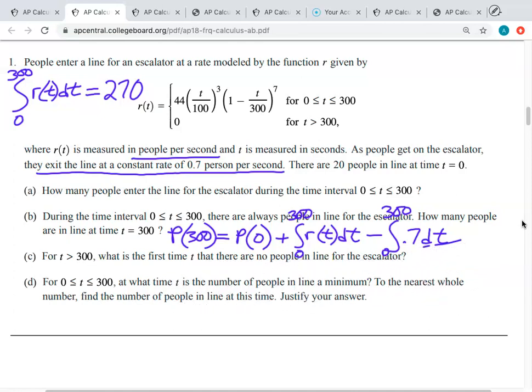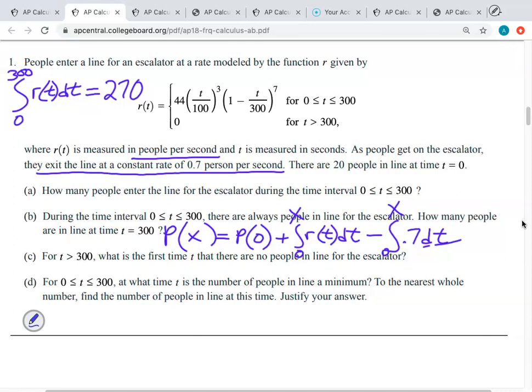So say I needed a generic people function, like how many people are in line at time X? We don't know the time, right? So instead of calling this P of 300, I'm going to call it P of X. Well, P of X would be the number of people at time 0 plus the number of people that entered the line from 0 to X minus the number of people that left the line from 0 to time X, right? Because if it was like at 200, I'd put a 200 in, right?